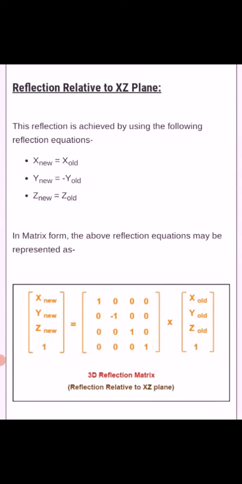Then coming to the third, reflection relative to the xz plane. So we know that there is no change in the coordinates of x and z. That is, x new equals x old and z new equals z old. But there is a change in the y new coordinate, that is, y new equals minus y old. So that's about reflection.